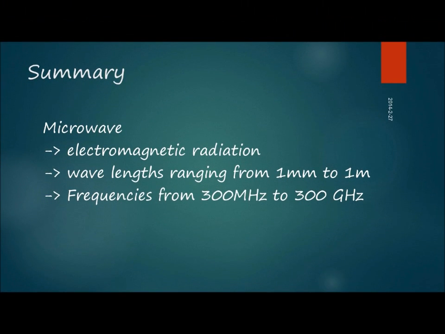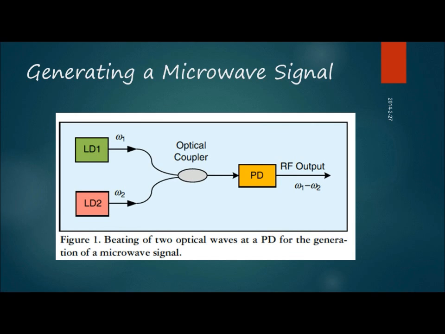And now to summarize, microwaves are a form of electromagnetic radiation with wavelengths ranging from 1 millimeter to 1 meter and frequencies ranging from 300 megahertz to 300 gigahertz. Generating a microwave signal begins by two laser diodes simultaneously sending an optical wave through the optical coupler. It is then sent through the photodetector, yielding the final wave.